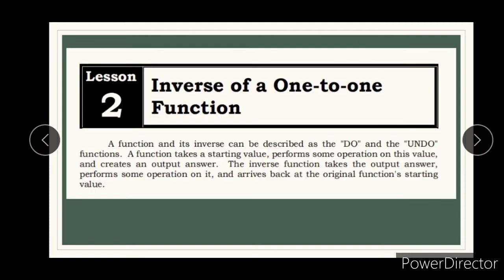Let us proceed now to lesson number 2. Inverse of a one-to-one function. A function and its inverse can be described as the do and the undo functions. A function takes a starting value, performs some operation on this value, and creates an output answer. The inverse function takes the output answer, performs some operation on it, and arrives back at the original function's starting value.